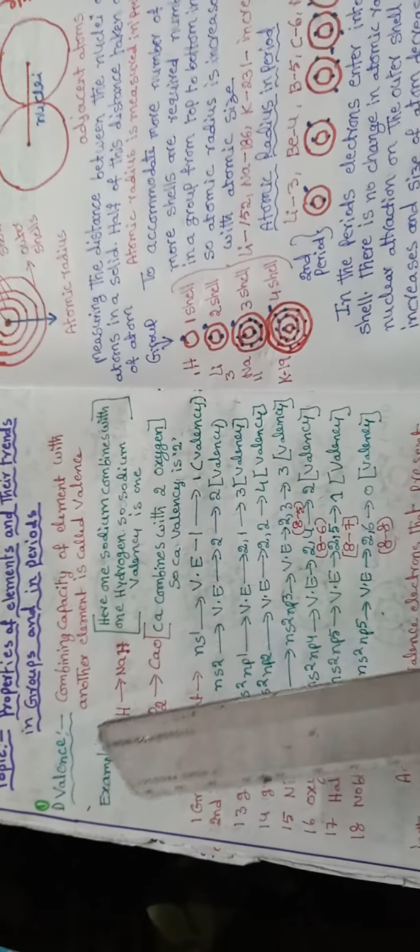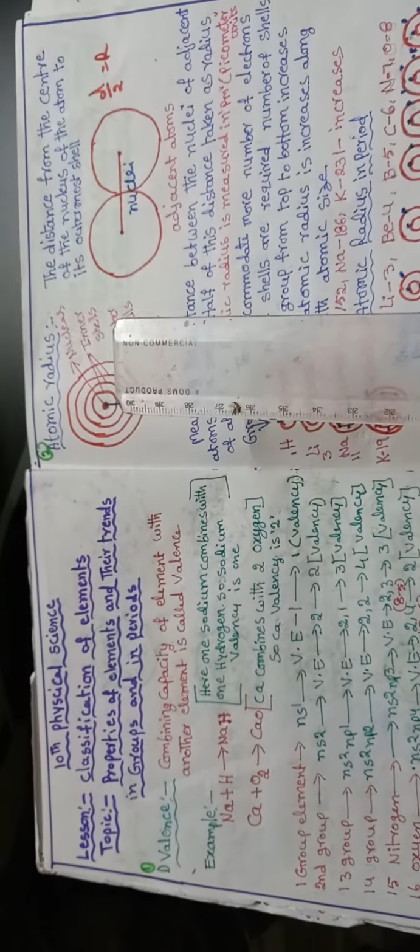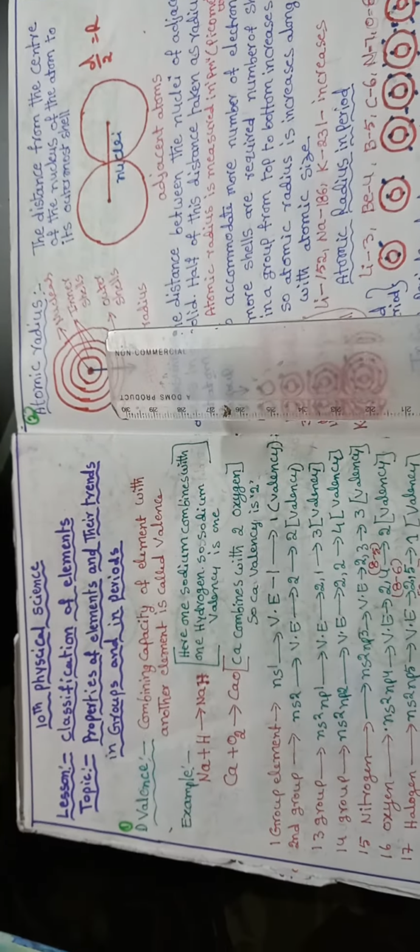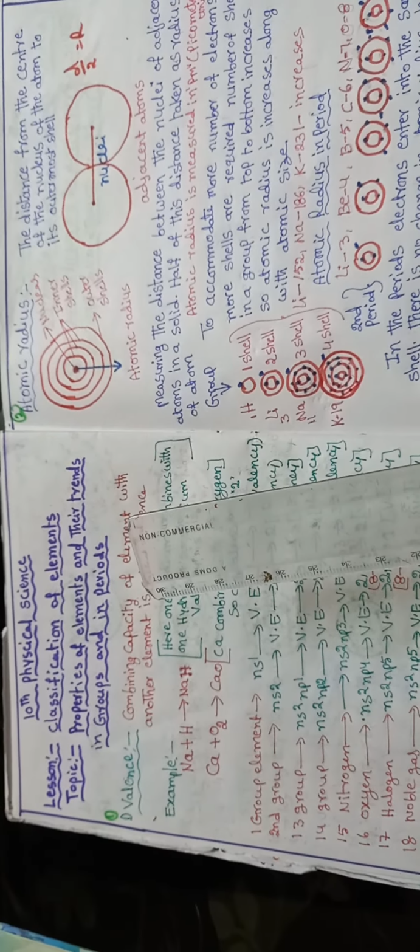So here is the difference between sodium and chlorine. The chlorine atom is bigger than the sodium ion. Here the chlorine ion is bigger than the chlorine atom. So all this is about valence and atomic radius. These are the properties of elements in the groups and periods.